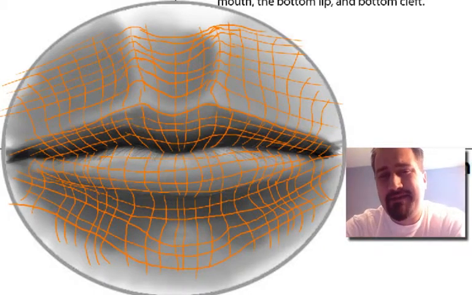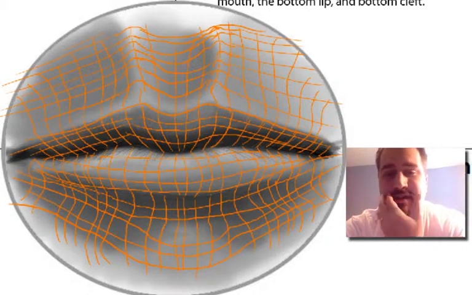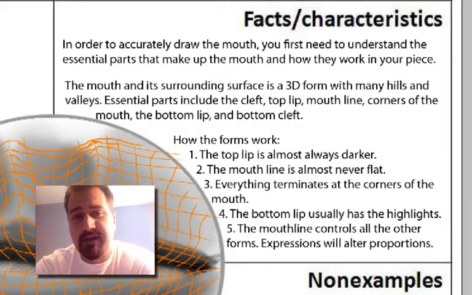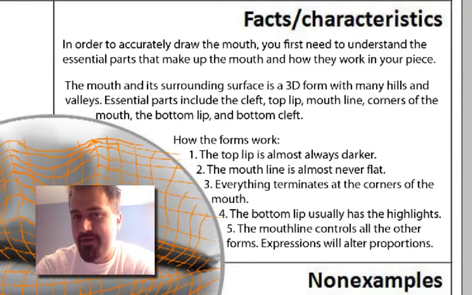Generally, when you're doing your shading, not all mouths look the same, so top lips might not connect directly to the corners, but they sure as heck do travel in that direction. So how the forms work, the top lip, once again, is always darker. The mouth line also is never flat.